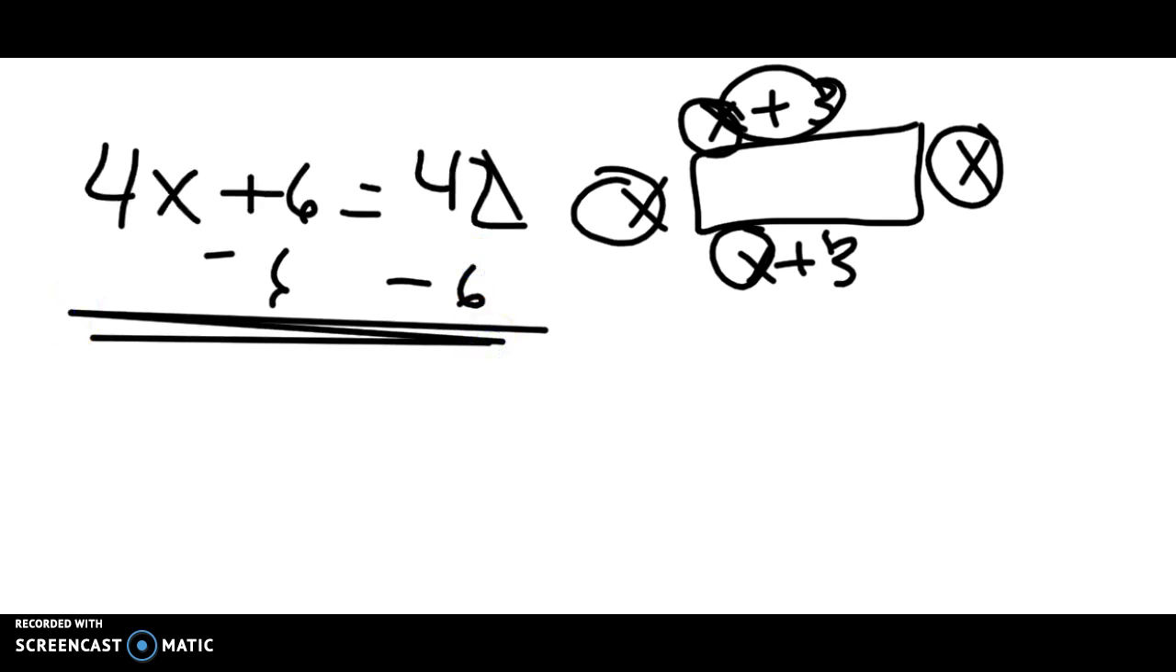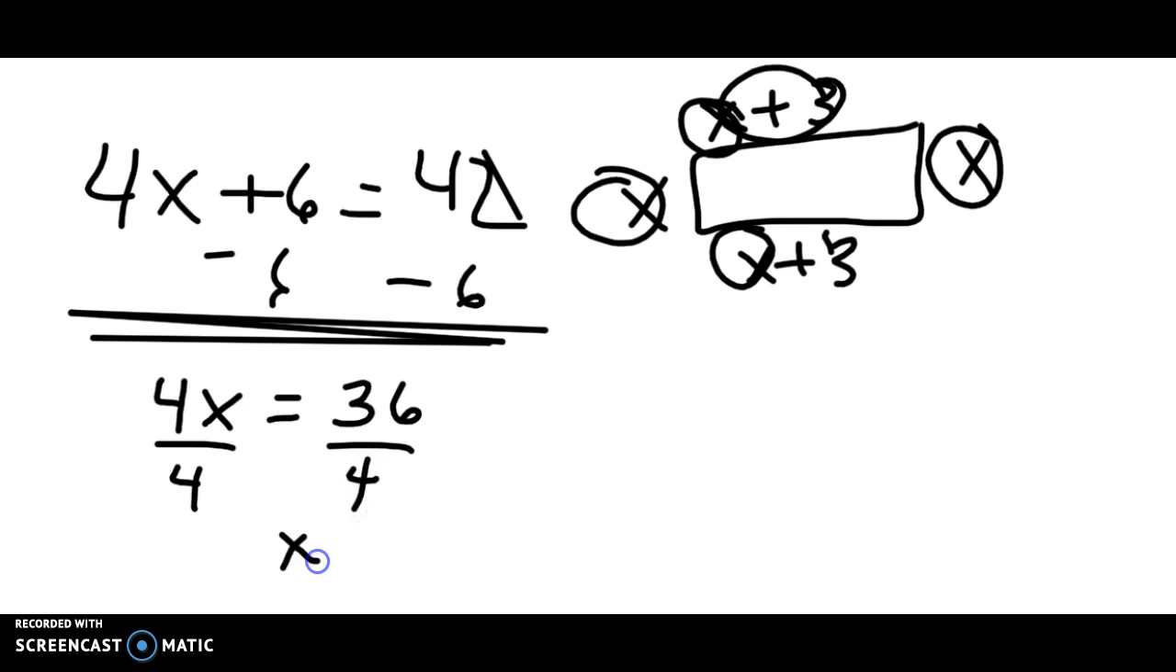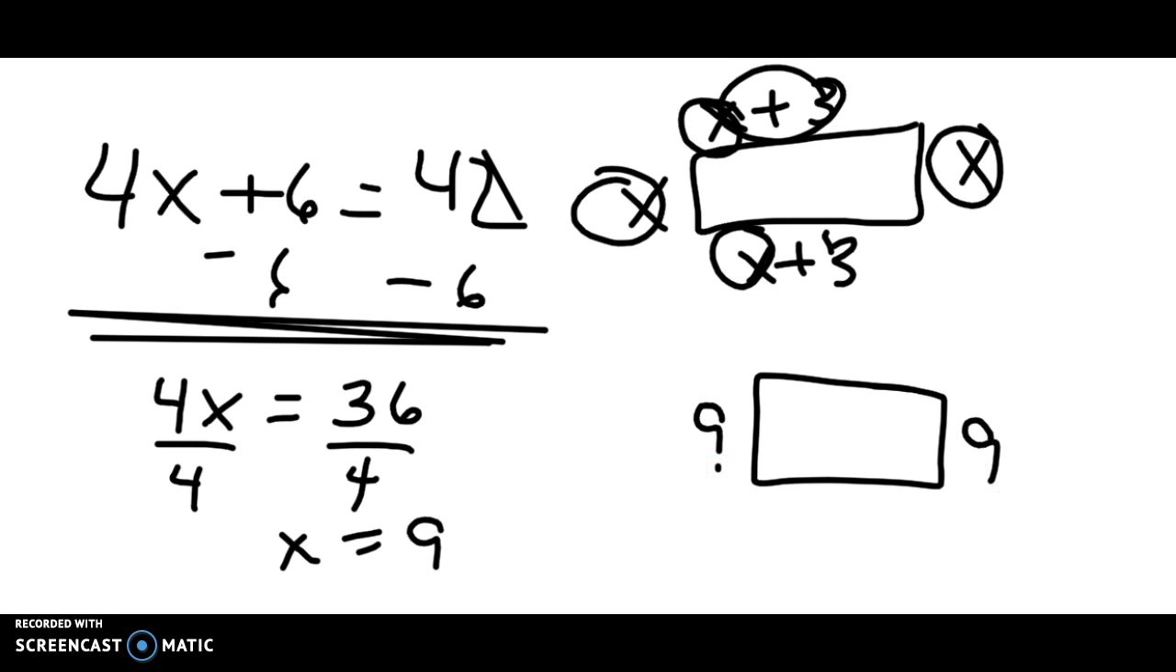It's not working very good here. So we have 4x equals 36. And then we're going to divide both sides by 4. And x equals 9. Okay, so we have 9 for the x's. So really, this rectangle has 9 here and 9 here. And then we're going to substitute in this 9 plus 3, and that gives you 12. If you add 12 plus 9 plus 12 plus 9, you're going to get 42.